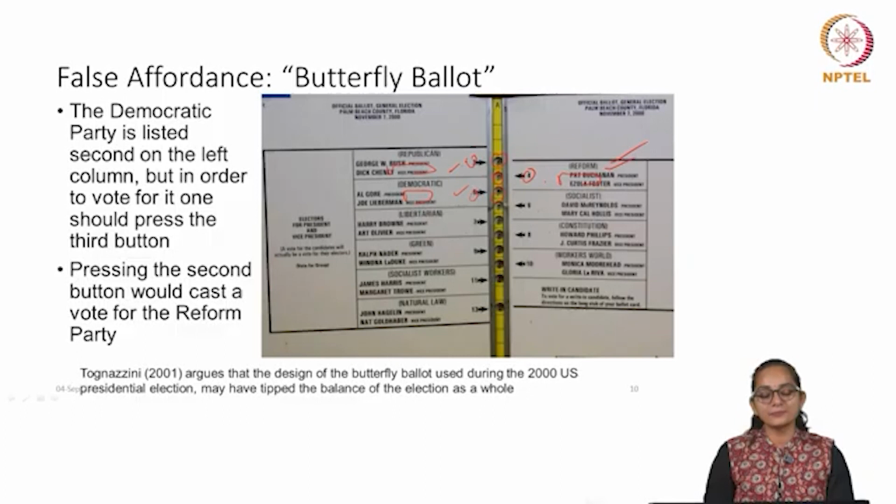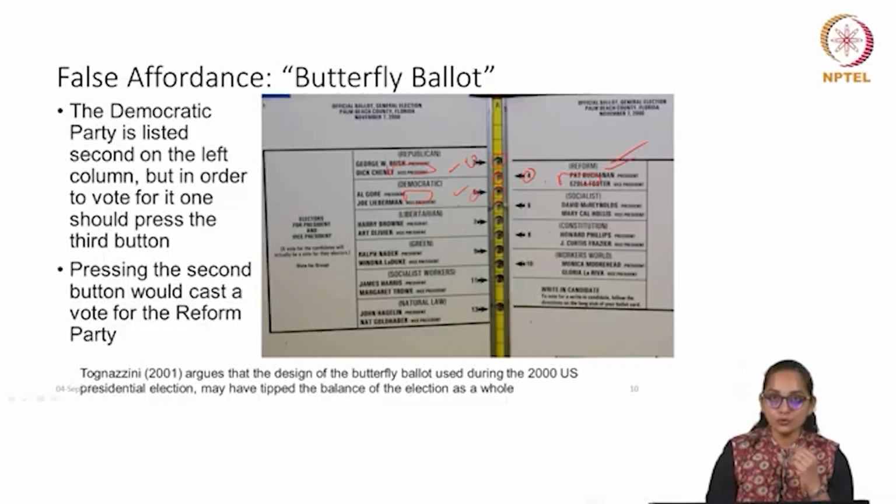This is documented in a paper where they argue that the design of this butterfly ballot during the 2000 US presidential elections may have tipped the balance of the whole election itself, just because the design, the affordances, are false. So here what we understand is that it is a call to action for the wrong action, right. So then it is a false affordance.